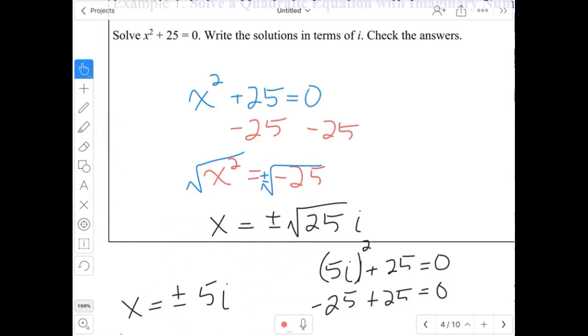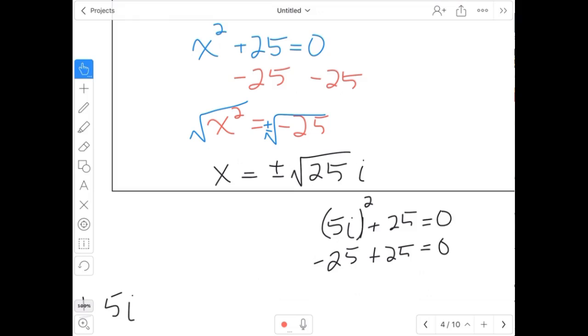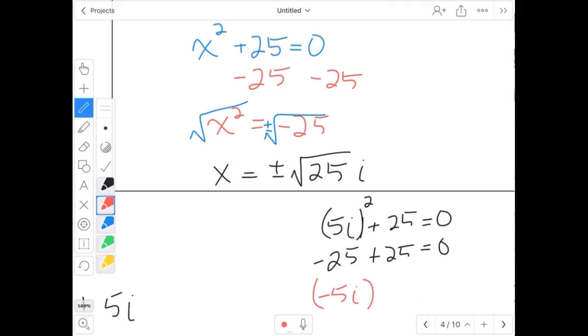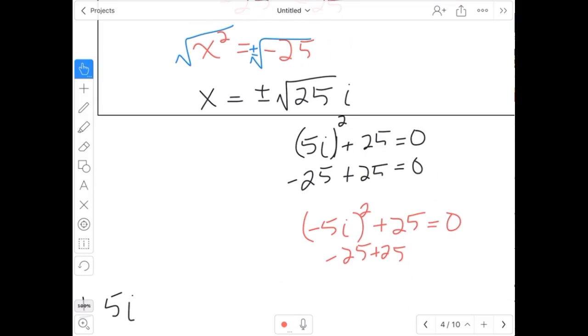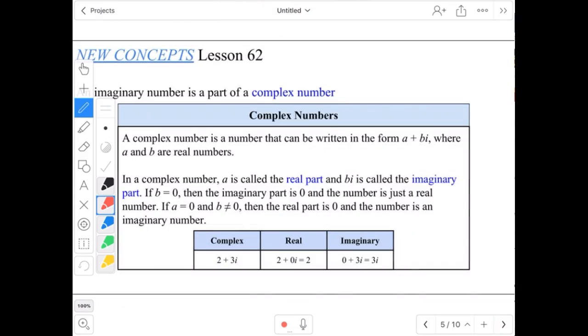Let's deal with the negative 5i. Squared plus 25 equals 0. This will end up being the same thing, because negative 5 squared will give us 25, but i squared equals negative 1, so it'll give us a negative 25 plus 25. And again, that'll be equal to 0. Check, check. We're good there.